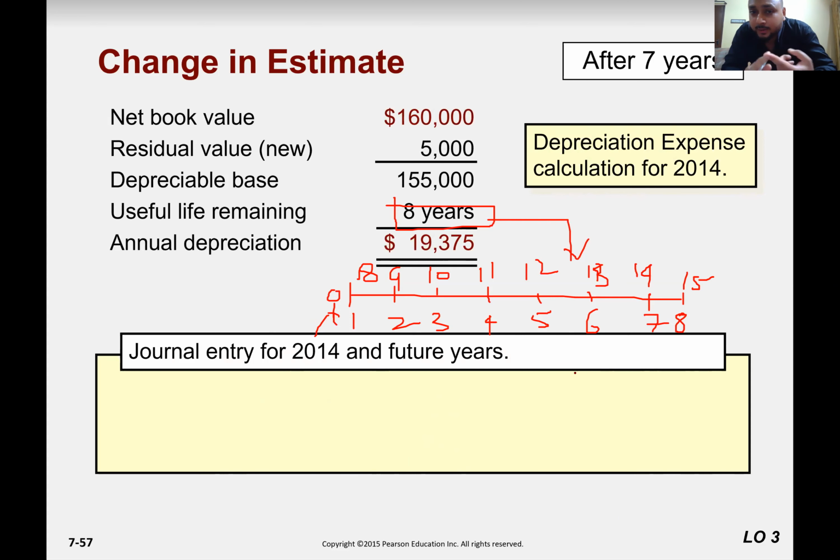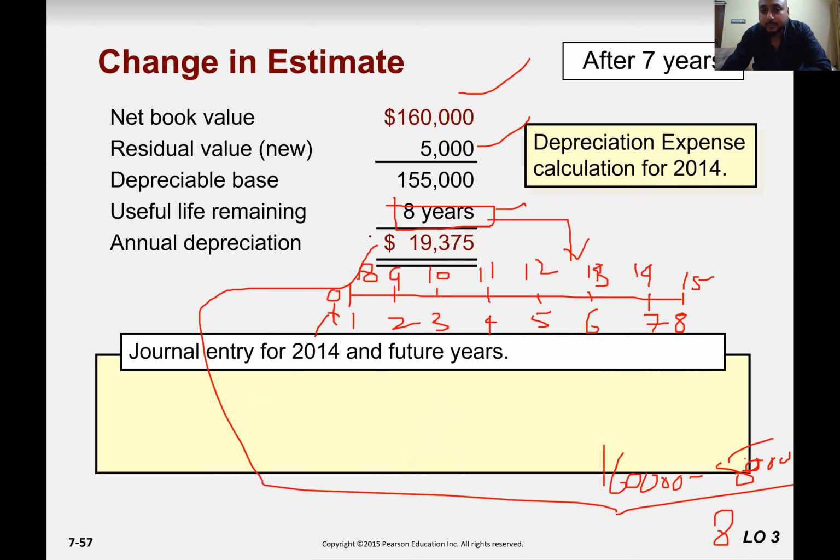Cost we have calculated, residual value already given, number of life already we have calculated. So formula is simple: cost minus the residual value divided by number of years. So 160 minus 5,000 divided by 8. Answer is 19,375. So Ella, you understand now?